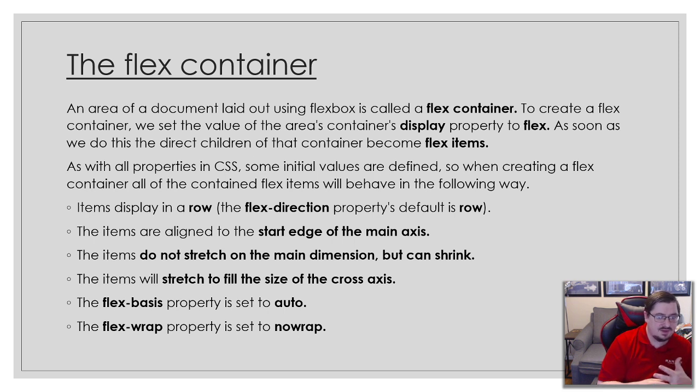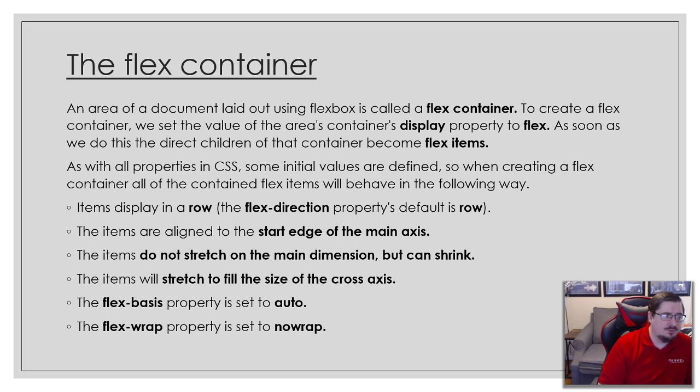As with everything in CSS, everything's got some sort of initial value. So for instance, when we're creating a flex container, all of the flex items are going to behave a certain way. The direction by default is a row. So if we want it to be a column, we have to change that explicitly. But if we want it to just be a row, we technically don't usually have to set the direction. We can just leave it as, hey, it's a flex container. It will automatically be horizontal. Okay.